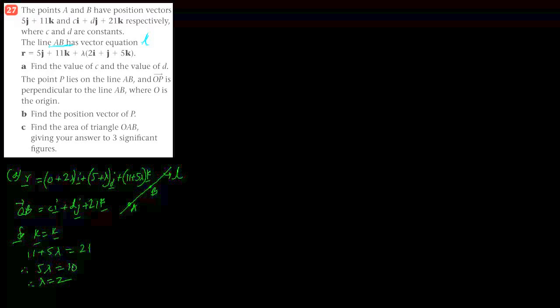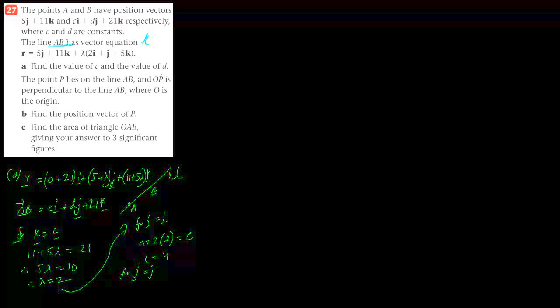Since we know that lambda is the same for each coordinate, if lambda equals 2, for i equals i, it would be 0 plus 2 lambda, meaning 2 into 2, 4, equals C. Therefore, C equals 4. Then for j equals j, the coefficient of j is 5 plus lambda. That means 5 plus 2 equals D. Therefore, D equals 7. So we know the values of C and D. They are 4 and 7.